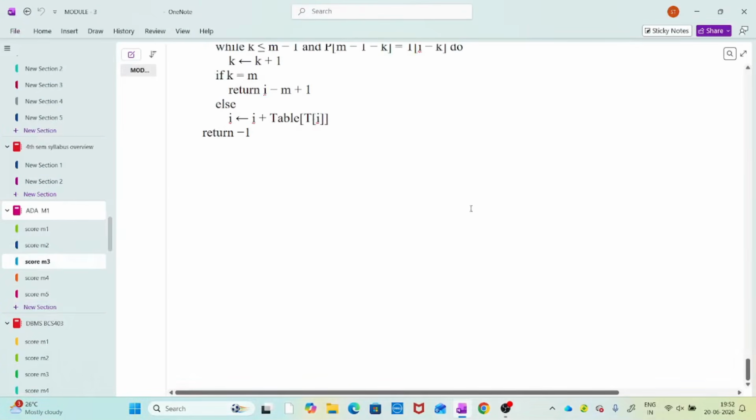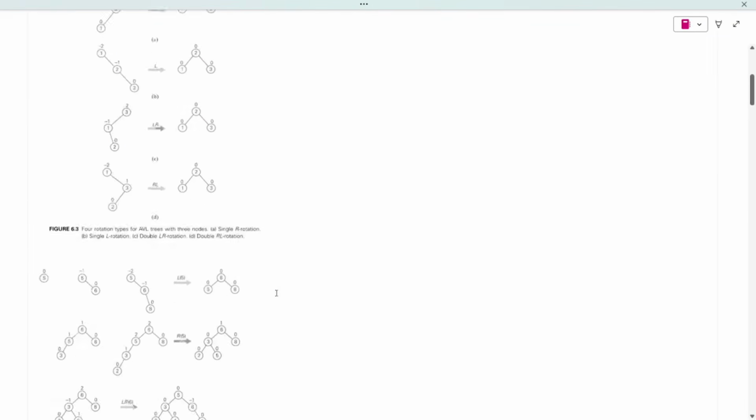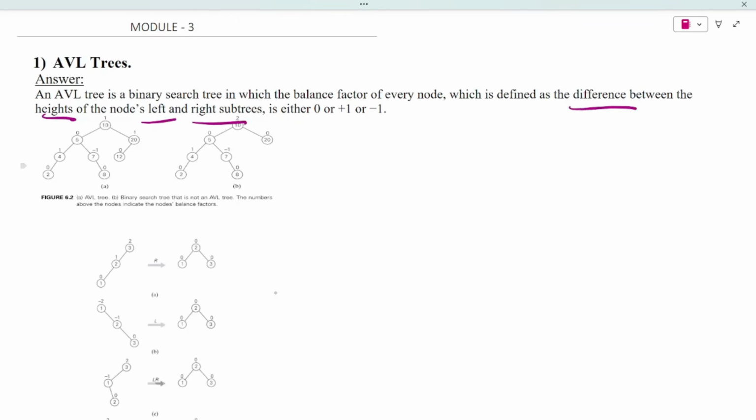Next we will go to module 3, which is again an important module, easiest of all. First the AVL tree, I'll be explaining briefly. In an AVL tree, you will be finding the difference between the heights, basically the difference between the heights of the left and the right subtree. Just you will be subtracting, that's it.